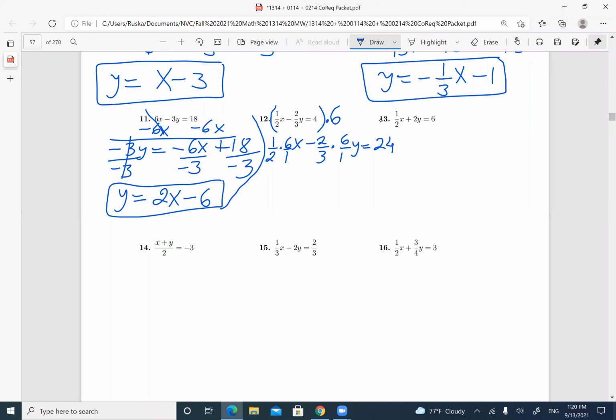You multiply everything by 6. So when you do that, the denominators are going to cancel. See, 6 divided by 2 is 3x, right? And then 6 divided by 3 is 2. So we have 1 times 3 is 3x minus 2 times 2 is 4y equals 24. So this is what we have without fractions. Everybody understand how to clear all the denominators?